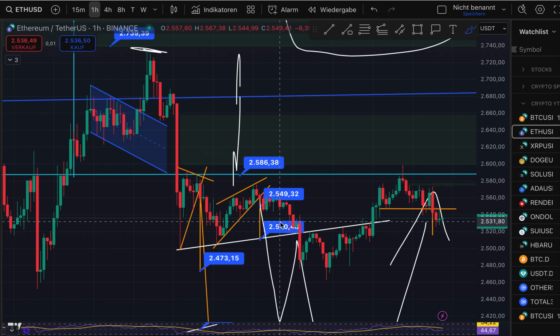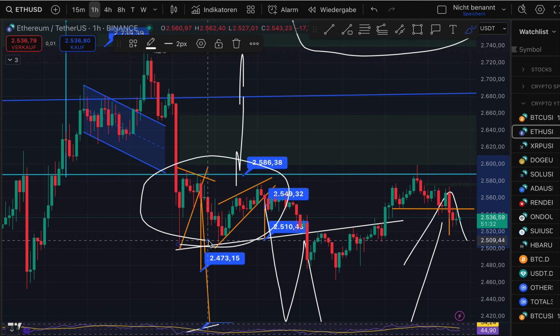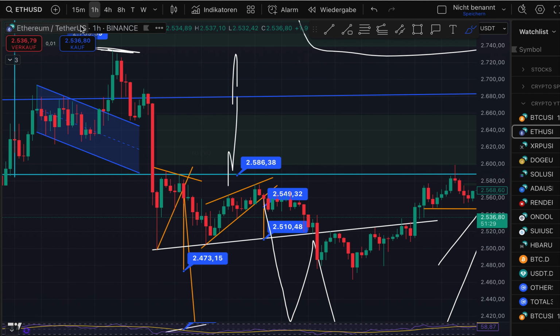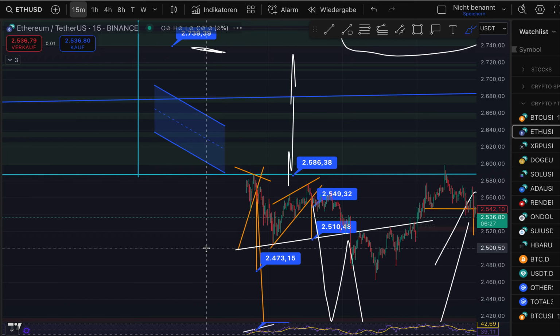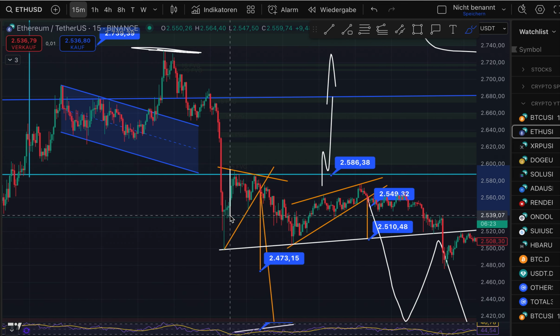So what did we say about Ethereum? Let's talk about this price movement here. We have said that we have here, if we go into the 15-minute chart, then you are going to see it a bit better, that this is some kind of a triangle or bearish pennant.